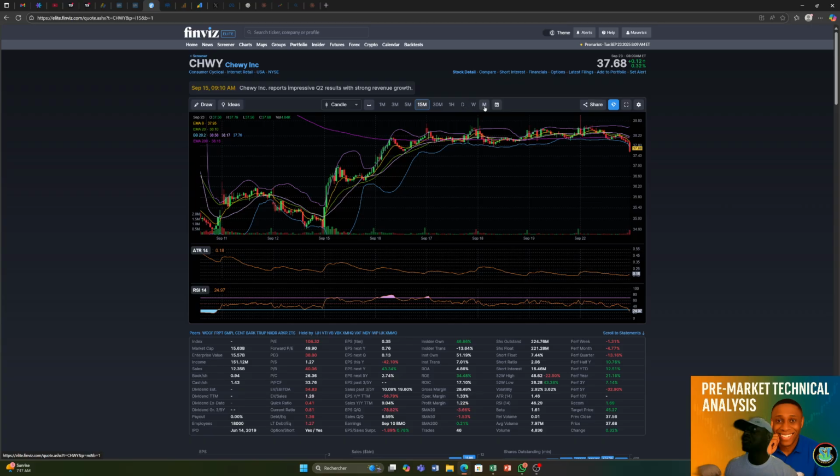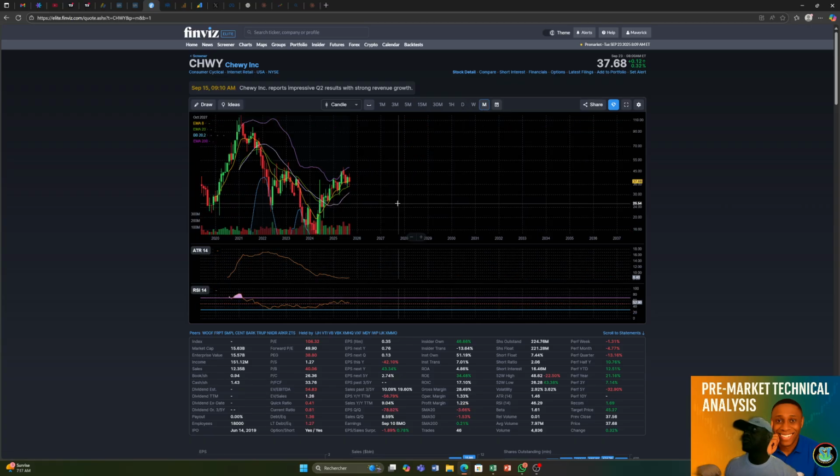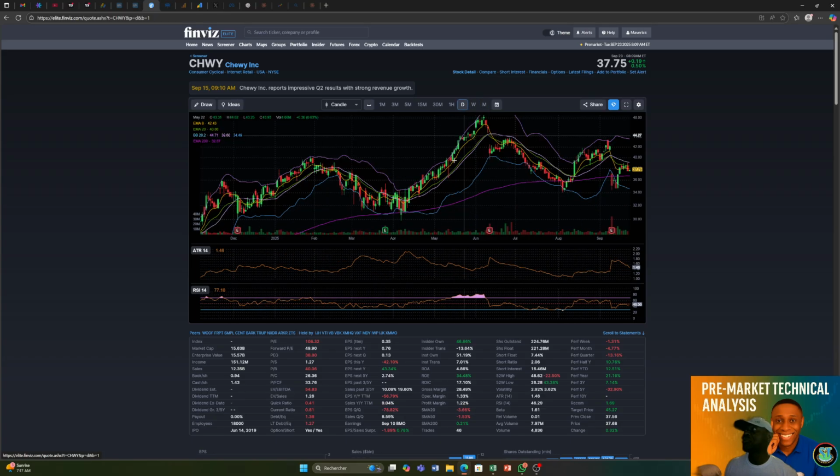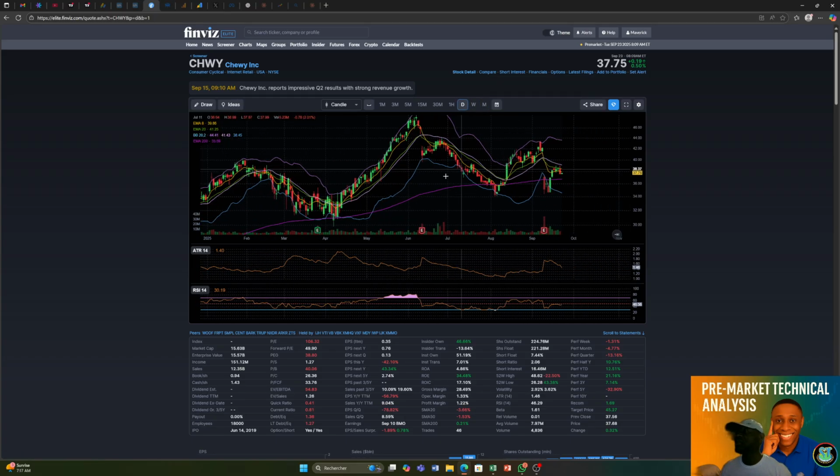Let's say if I want this is a monthly chart. Each candle is a month. So here, if I want the daily, oops, my bad. Okay, here's the daily. This is more appropriate.